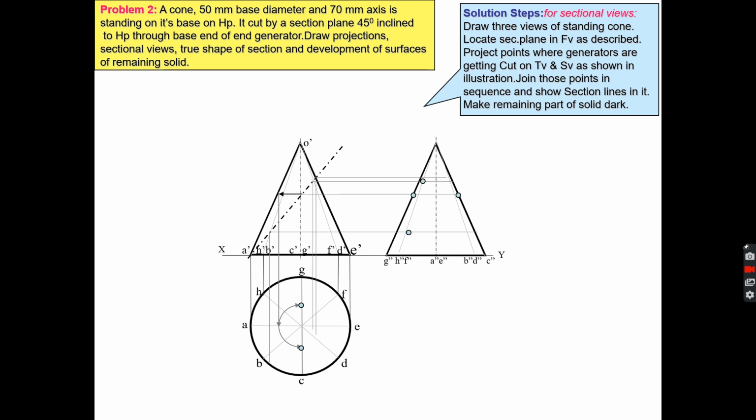Then after getting all the points, you have to join all the points with the help of French curve. In the earlier problems, there were points and you were joining them with the help of straight lines. But here, this is a curve, and for joining the curve, you have to use the French curve. So in the top view also, you get all the points and you join them with the help of a French curve like this.